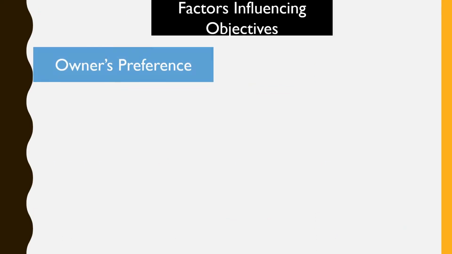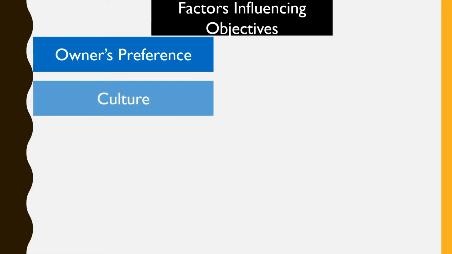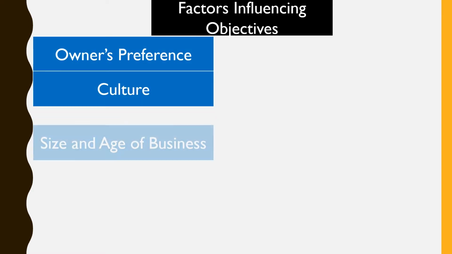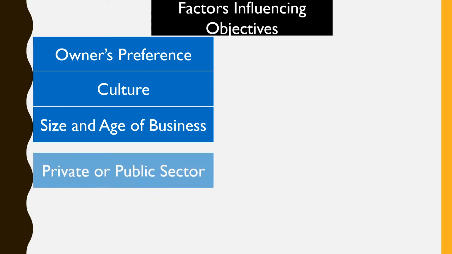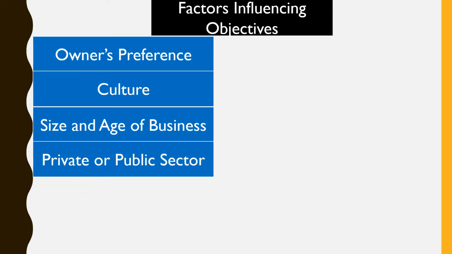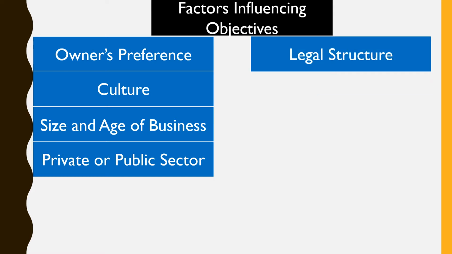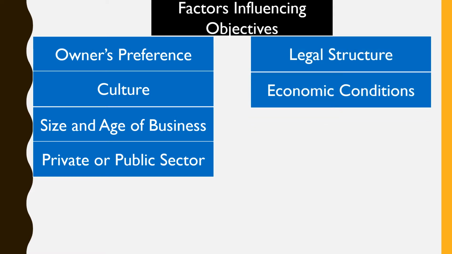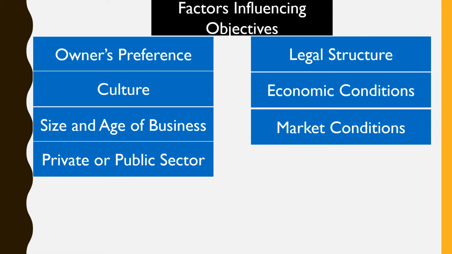Okay, so to sum up what we'll need to remember for today's class, these are the various factors that would influence the type of objective set: owner's preference, culture, size and age of business, private or public sector, legal structure, economic conditions, and of course, market conditions.